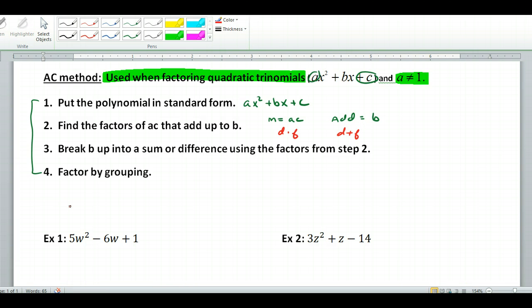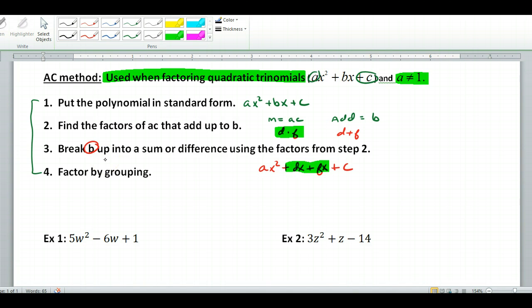Our next step is going to be to break B up into a sum or difference using the factors from step 2. So once we do this, we're going to rewrite the problem as ax squared plus dx plus fx plus c. So basically, we took these and we accompanied them with an x to help us define that middle term.